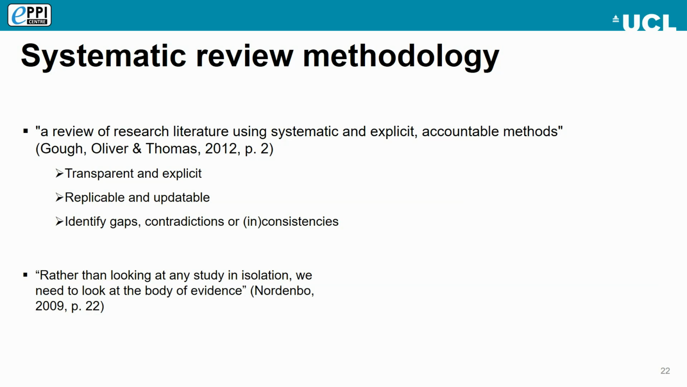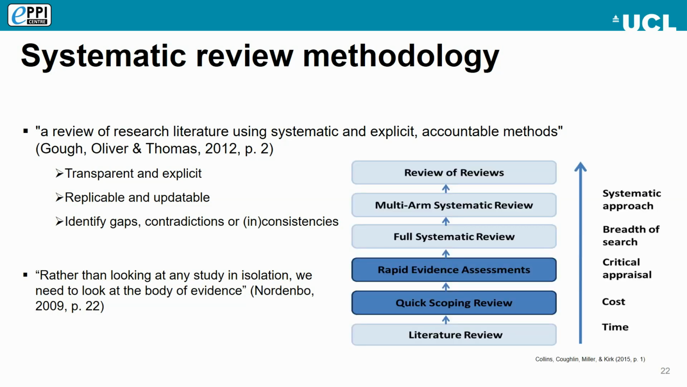Systematic reviews are literature reviews that are conducted using explicit and transparent methods. They are reported in such a way that they provide an exact recipe to other researchers to be able to produce similar results or to be able to update the review in the future. Evidence syntheses are important as they allow us to explore a body of evidence across a range of studies and contexts rather than looking at any one study by itself. There are a range of different types of evidence synthesis, and the type of review that's conducted really depends upon a number of factors, including the amount of time and money you have to spend on doing the review. So in this case, both of these were full systematic reviews.